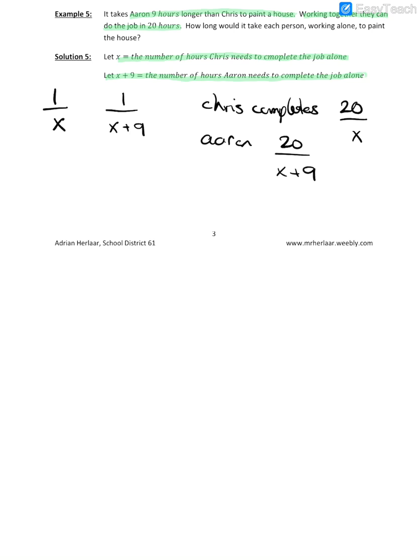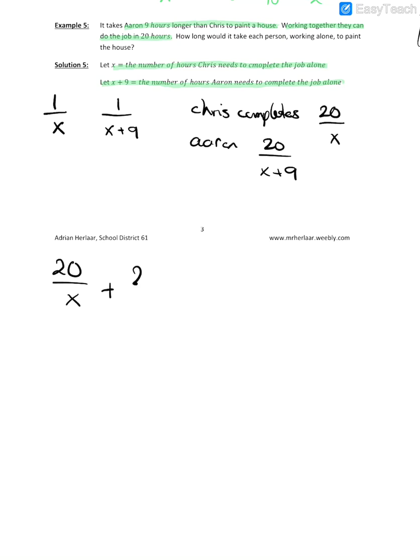In 20 hours, they would complete 1 job together. So that's where we get our equation. We get that Chris plus Aaron equals 1, right? Because this job that takes 20 hours, Chris can do that much per hour, and Aaron can do that much per hour. So you add them up together, and they'll finish 1 job.